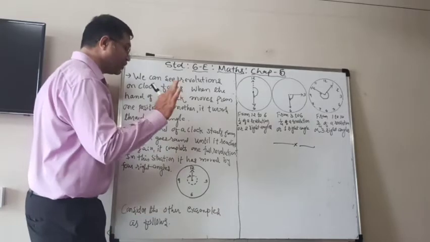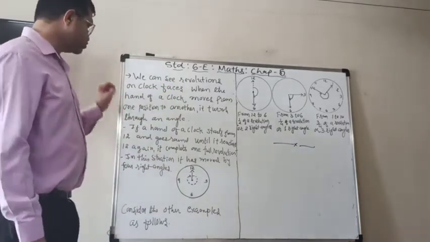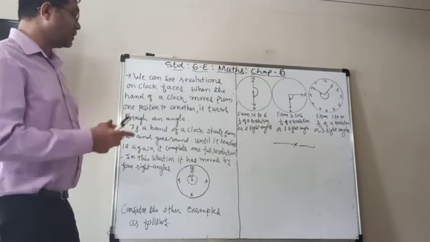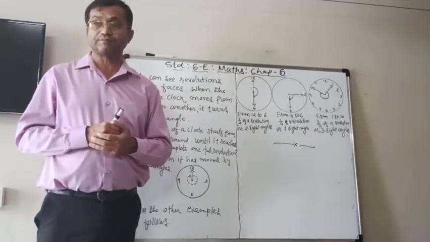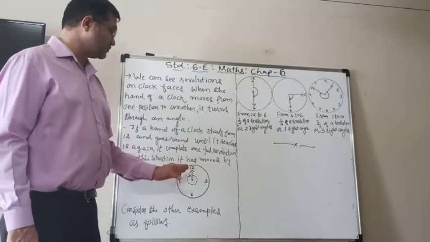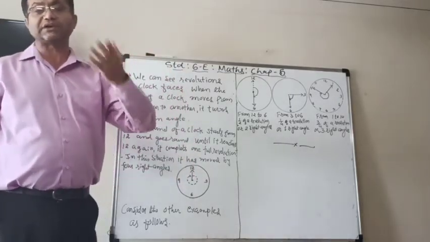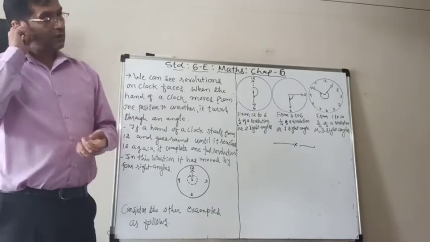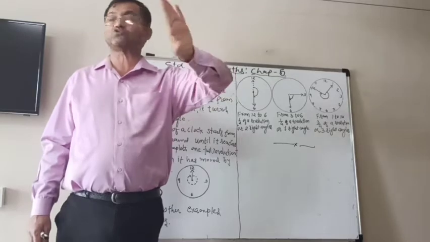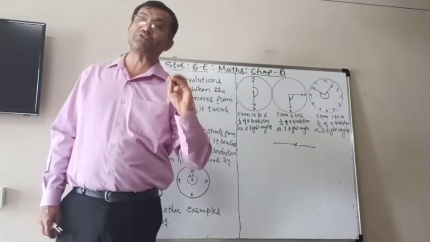When it completes 4 right angles, then it comes back to the original position, and that is called a complete revolution. So here, this is the clock face on which any hand, either the minute hand or the hour hand or the second hand, starts from the 12, comes back to the 12, and then it is known as the complete or the full revolution.